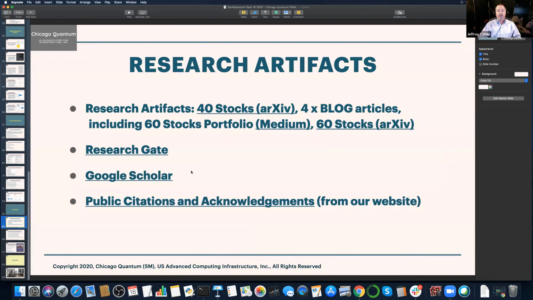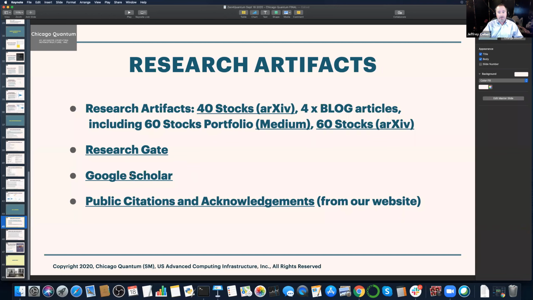The first is, where do you get the research artifacts? You're going to have these slides when we're done. Please don't share them with anyone. These are just for you. You'll be able to click on our 40 stocks, 60 stocks, and the Medium article. We like if you go to ResearchGate because that's where you can find everything in one place. The Medium articles and everything is all one click.